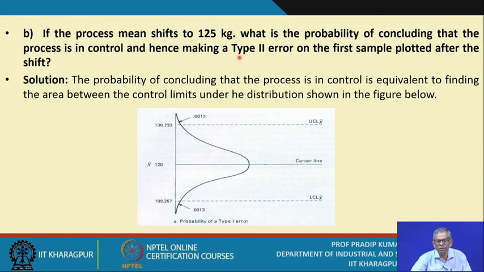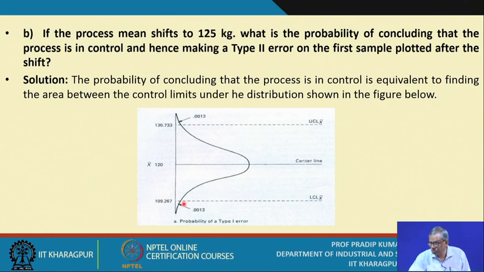Now, if the process mean shifts from 120 kg, how do you compute the type 2 error? Previously it was 120, now it has become say 125. The upper control limit we have already determined is 130.733, and the lower control limit is 109.267. This is the area alpha by 2, that is 0.0013. The process is in control around 120, and on the other side it is also 0.0013.